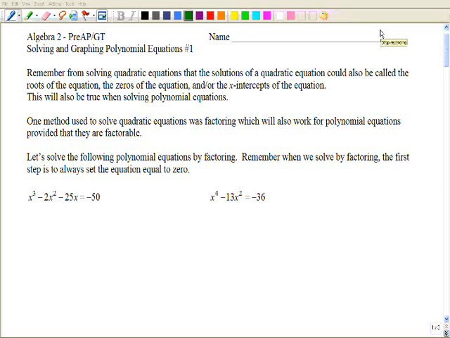Hey everyone, here is a video on solving and graphing polynomial equations, and it goes along with your worksheet number 1 that I've already given you, hopefully, ahead of time, and you definitely want to take notes on this video. Follow along with what I'm doing. Write down what I write down, highlight what I highlight.